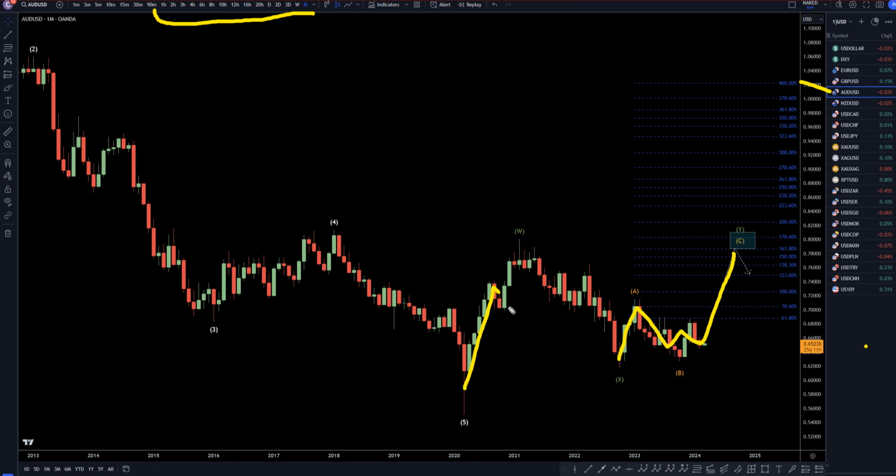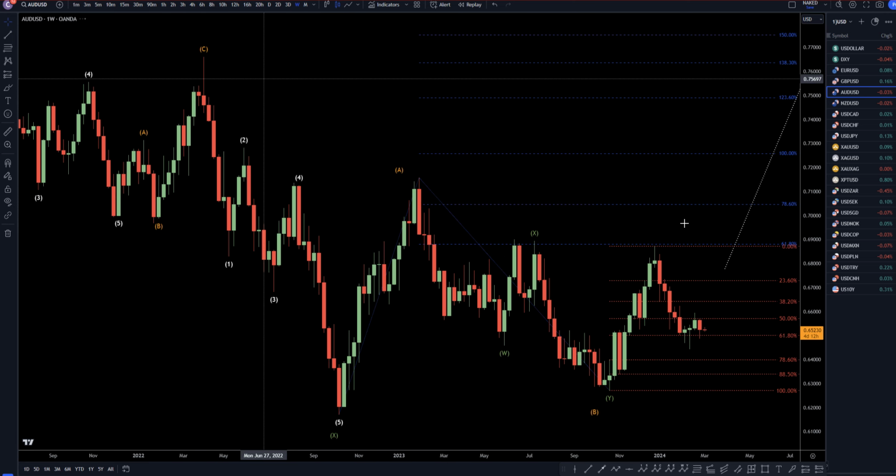Just like the wave W was 1, 2, 3 waves and the wave X was 1, 2, 3 waves, I think the wave Y needs to continue up, most likely take out these previous highs, make 3 waves to the upside, most likely go up to one of these Fibonacci extended levels before we do get a bigger push to the downside. So let's take a look at it on the weekly time frame.